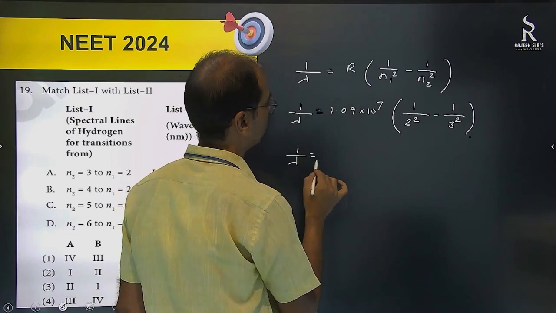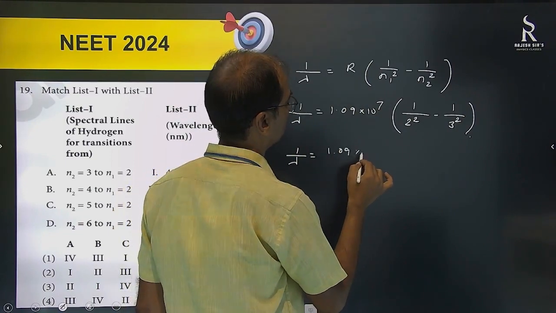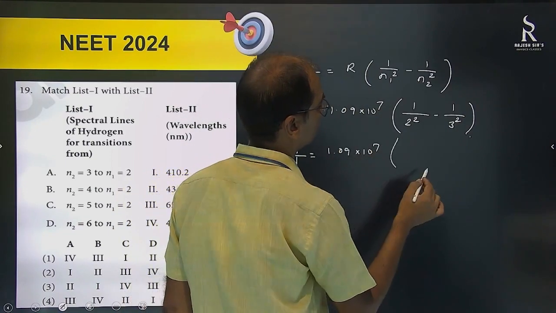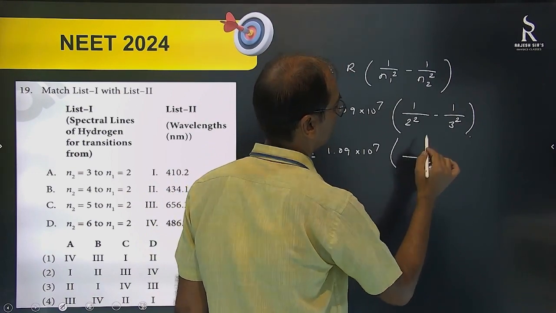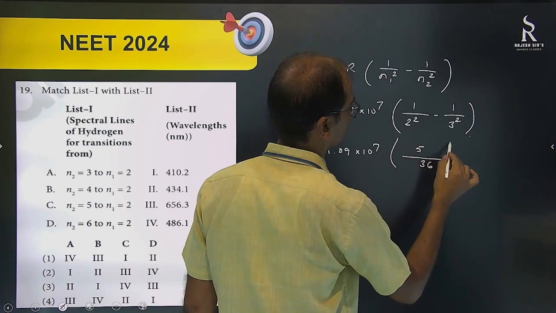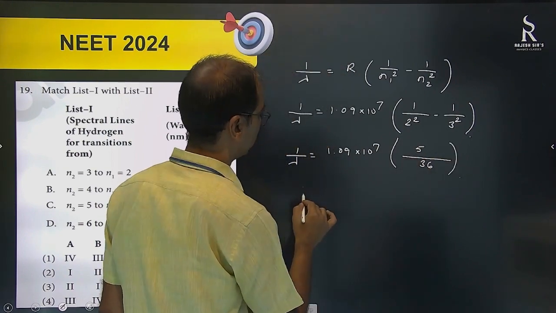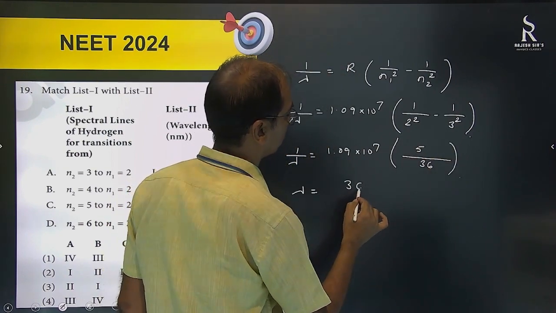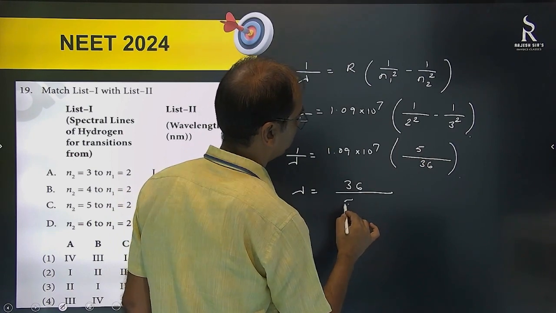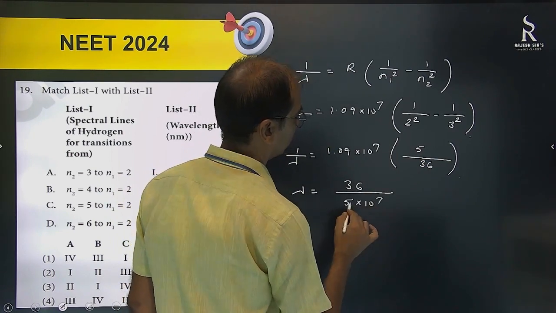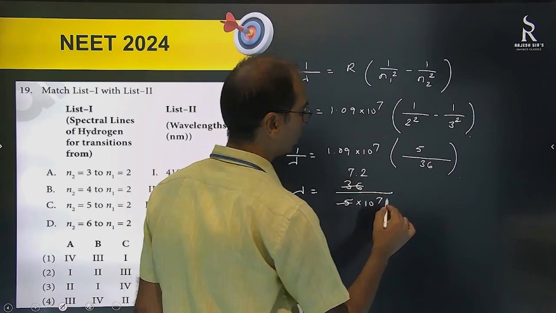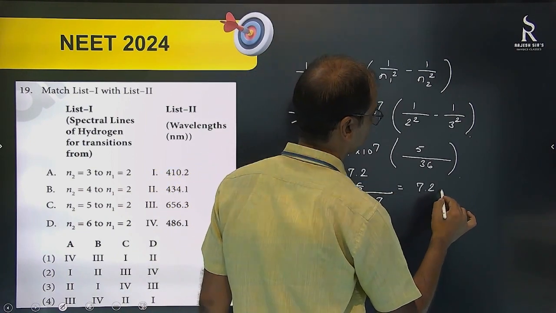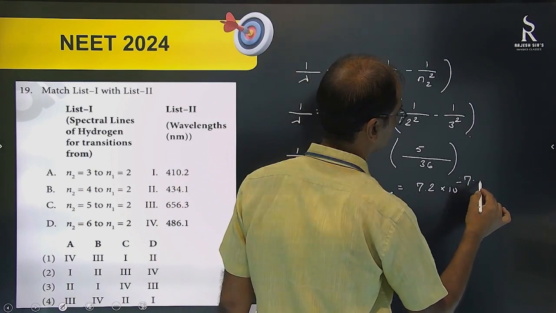1 by lambda equal to 1.09 into 10 to the power 7. And here this is going to come, this is 36. So 9 minus 4, so that is 5. So what we are getting? Lambda equal to 36 by approximately 5 into 10 to the power 7. So it will come out to be 7.2, 7.2 into 10 to the power minus 7.